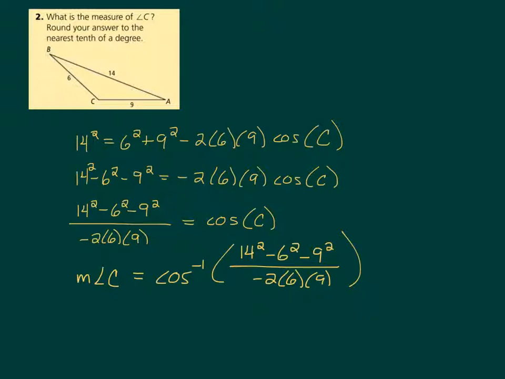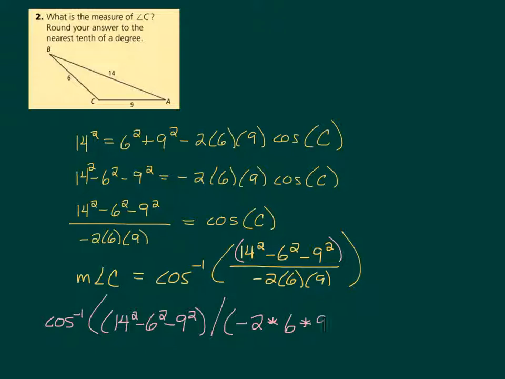If you want to put that all on one line in the calculator, it's going to look like this. Inverse cosine of, in parentheses, 14 squared minus 6 squared minus 9 squared, because the numerator has to be in parentheses by order of operations, divided by, in parentheses, negative 2 times 6 times 9. That is what you have to put in. When you put that in the calculator, what do you get? Nearest tenth, 137 degrees.